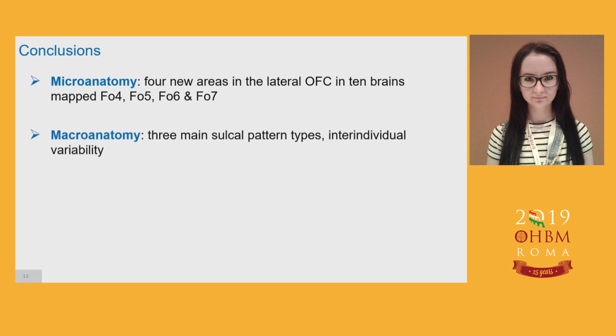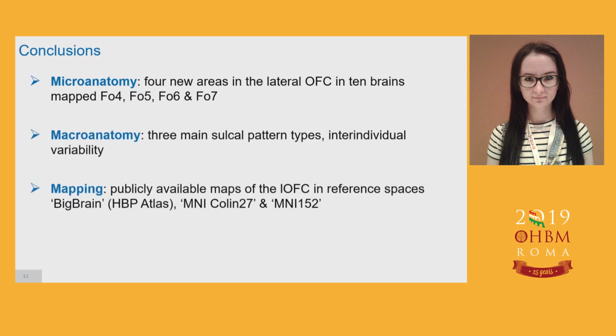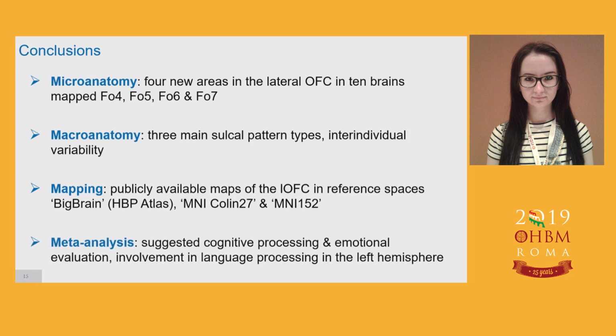The new maps will be publicly available in the HBP's BigBrain reference space, the MNI27 and the MNI152 reference brain. Areas FO4, 5, 6, and 7 are involved in the processing of language, sensory stimuli, working and explicit memory, and reward, adding emotional value into cognitive and sensory input as a relay station between the frontal areas and the limbic system.